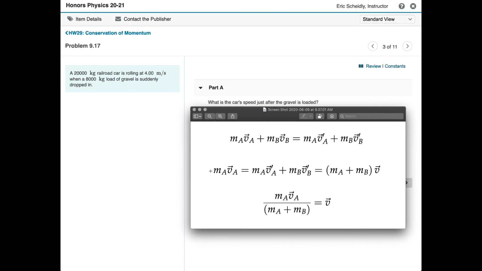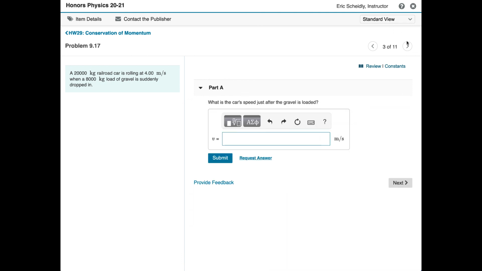So I have the initial momentum of the railway car equal to the total mass. I'm just treating the railway car with the load in it as if the mass has increased, a total mass, MA plus MB. Dividing MA plus MB to the other side gives me the final speed of the railway car. Not surprisingly, the railway car will slow down because its mass has increased. If the momentum is to be conserved, the velocity has to decrease. Very, very classic problem of conservation of momentum.